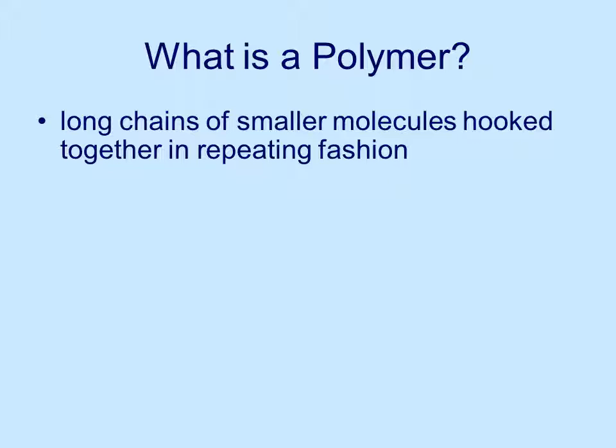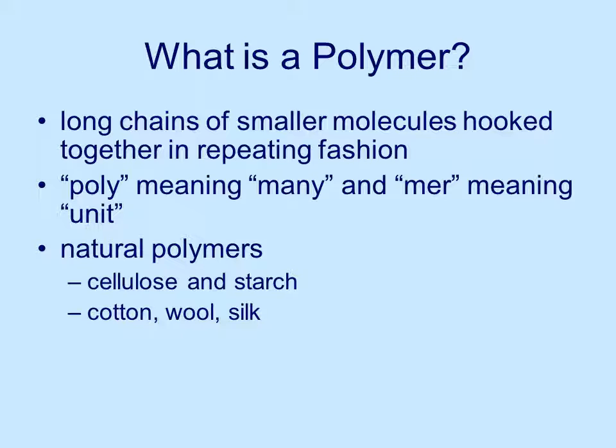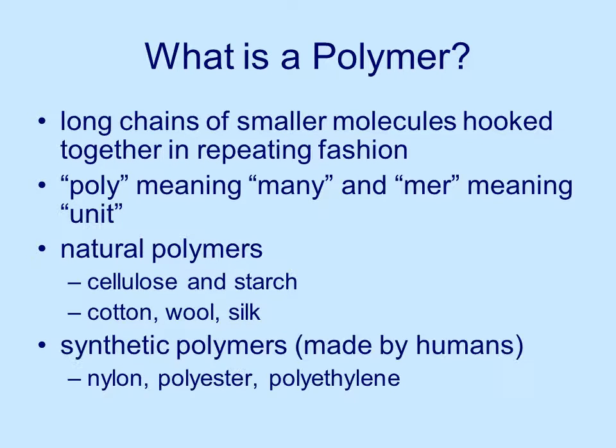So we're dealing with long chemical chains to start with, and we're dealing with molecules that repeat in terms of the structure. Poly means many, and mer means unit, so polymer is many units. There are natural polymers that we know about. Cellulose and starch are polymers of the molecule glucose. Starch is in food, cellulose is in wood. Other natural polymers, cotton, wool, silk, all of these are natural polymers that we can find around us.